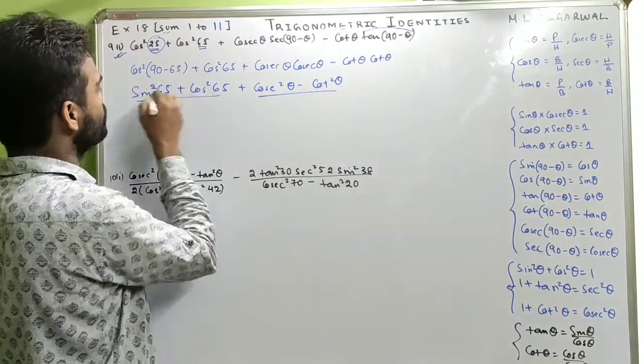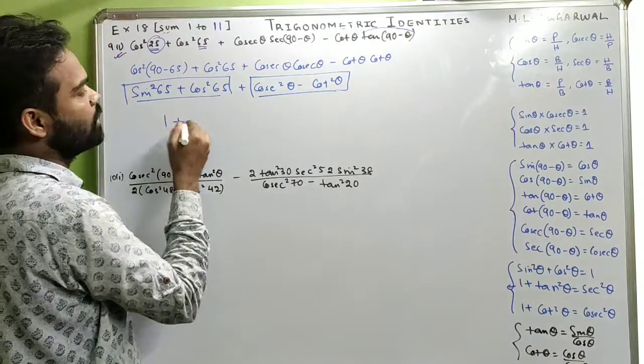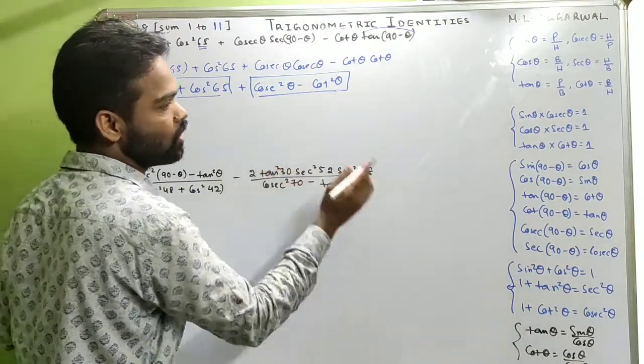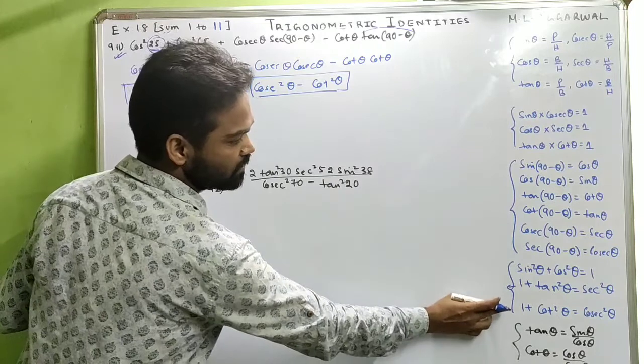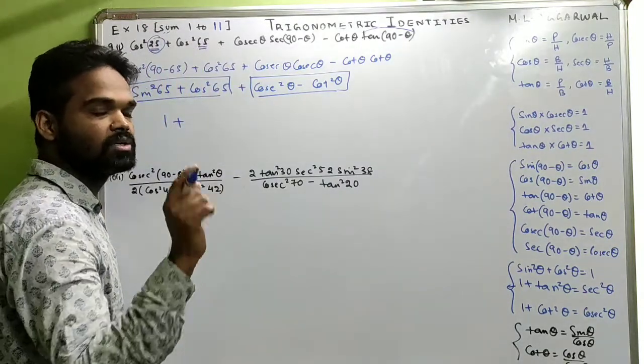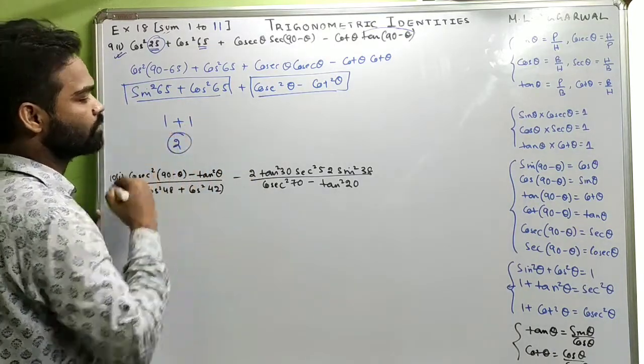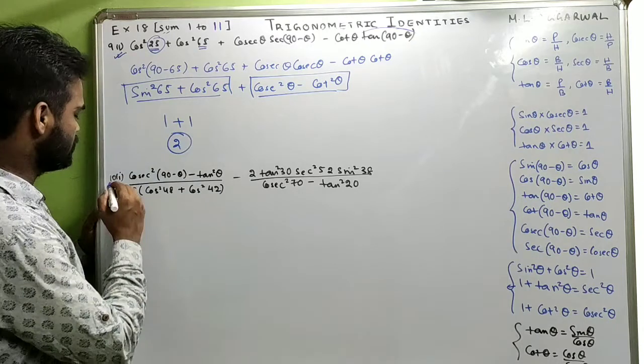Now look carefully. Sin square theta plus cos square theta is 1, we know that. And cosec square theta minus cot square theta, if you look over here, identity: 1 plus cot square theta is cosec square theta. So cosec square theta minus cot square theta will be 1, which is 2. Done. Now look at this one.